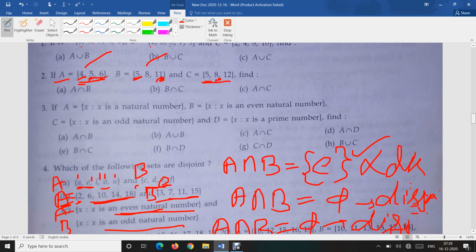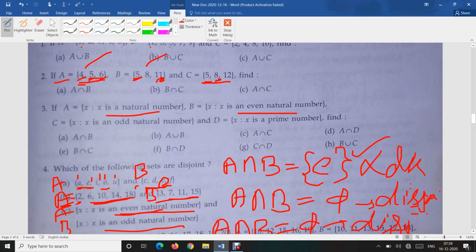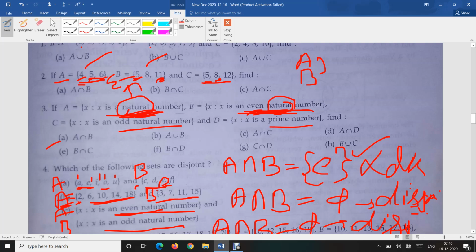Also see question number 3. A is the natural numbers, set B is the even natural numbers, set C is the odd natural numbers, and set D is the prime numbers. Suppose you have to find A intersection B, all the natural numbers and all the even natural numbers. When you look at the common elements in set A and B, they are natural numbers, but even, while the natural numbers are a combination of even and odd. So you have to try this question by yourself.